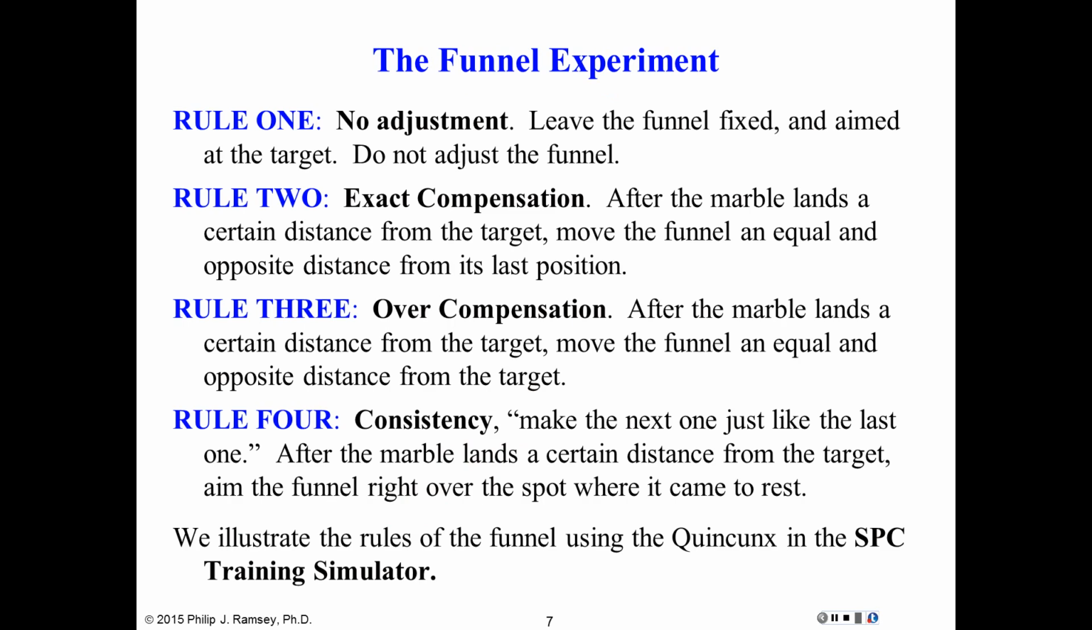Okay. Rule number 1 is do nothing. And by the way, this is the optimal strategy. Do not adjust the funnel. Okay. Rule number 2, he called exact compensation. You saw me doing this with the funnel. So with the quincunx, moving the funnel for the quincunx, I dropped a bead. I wanted 16. I landed 18. So I moved the funnel 2 positions to the left. That way, so instead of being centered at 16, I'm at 14.